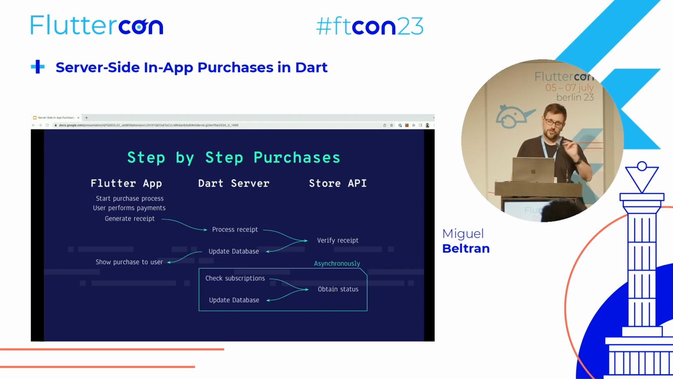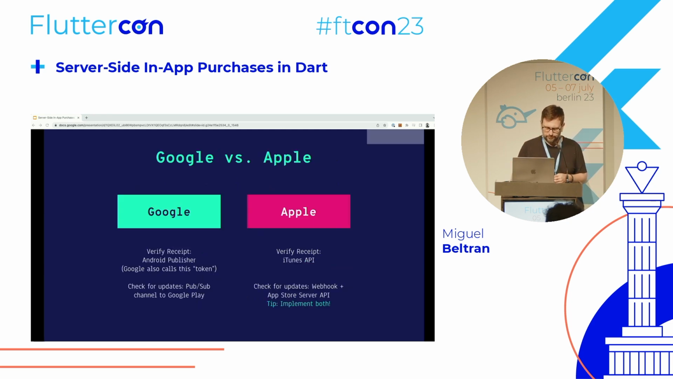Meanwhile, you also need to have some sort of asynchronous process that is checking the state of subscriptions. That means that for all the subscriptions that you have active, you need to go back to the store and see what's the state of the subscription. For example, if a user has canceled a subscription, you need to know that, and the app is not going to be involved with that. It's everything happening on the server side. So check the subscriptions and update your database accordingly.